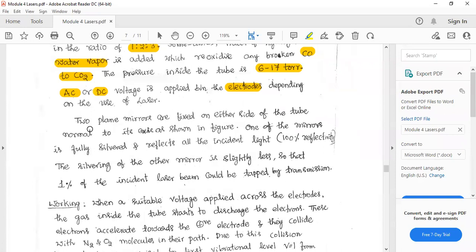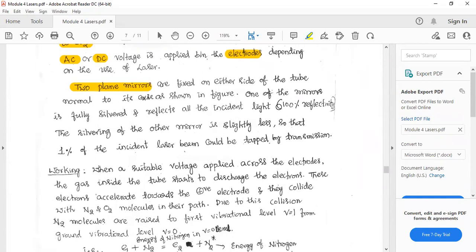Again, you know that there are two plane mirrors fixed at the ends of the tube. One is 100% reflecting and the other one is 99% reflecting and 1% transparent.